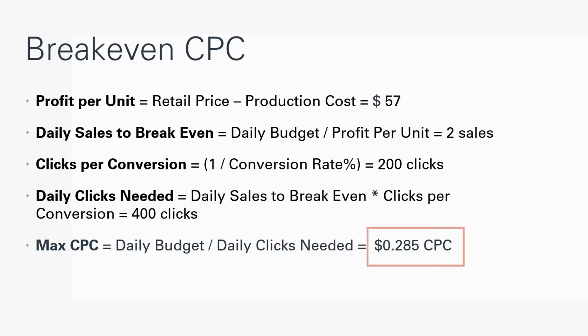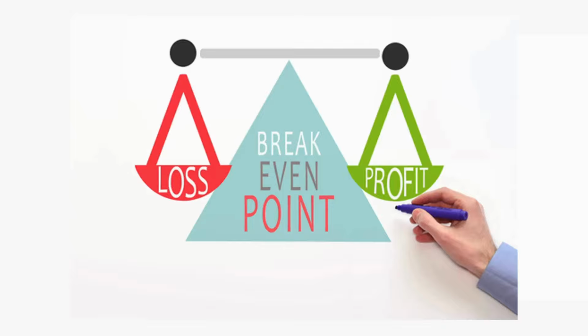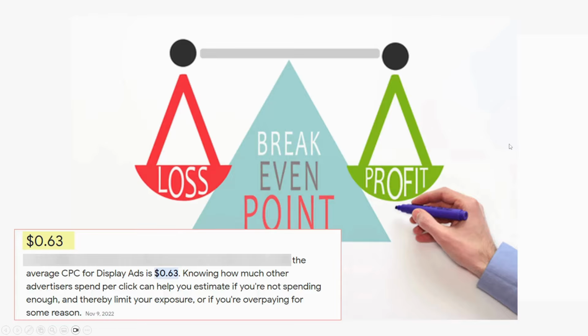That's our break-even point. But remember, we do not just want to break even, right? We want to actually make a profit too. So you do have to balance this out and try to find a cost per click that is still competitive so that you can win the ad auctions and yet not so high that you start to make a loss. By the way, the average CPC for display ads is around 63 cents.